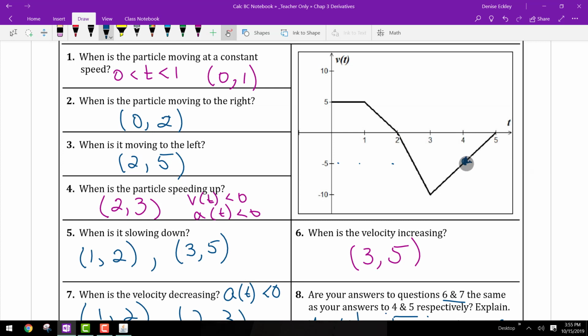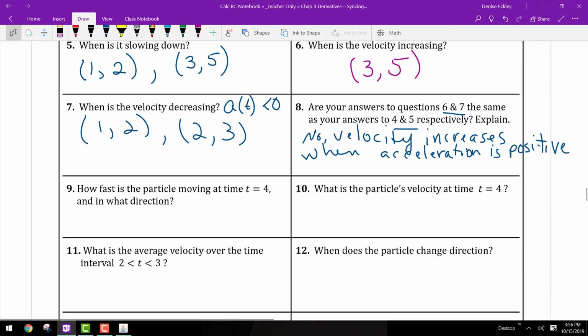So we can see here, this is a velocity graph. This point is (4, -5). So I'm going to write that my velocity is -5. Now, how fast is the particle moving at time t equals 4, and in what direction? Since this is a negative number, it's going to be moving to the left, and how fast will be the absolute value of that, which is 5. So those are going to be my answers to numbers 9 and 10. So how fast is the particle moving? It's moving 5 units per whatever, and it's moving to the left. And what is its velocity? So v of 4 is going to equal -5.